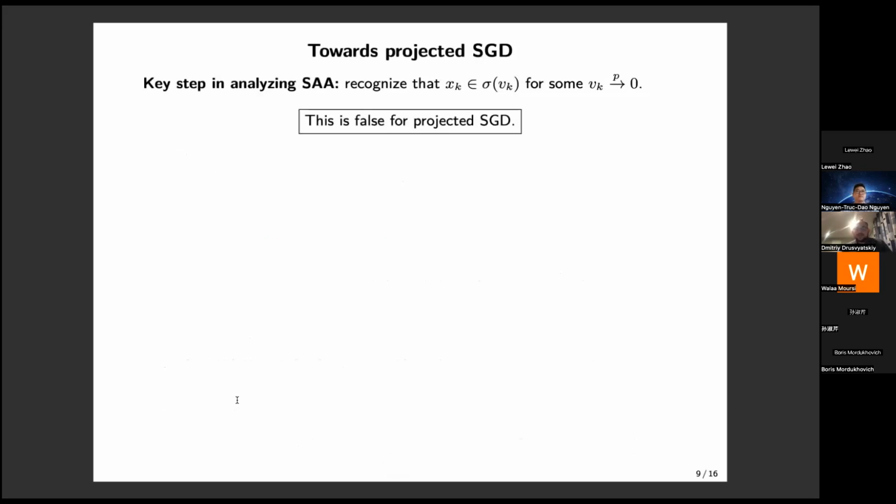So I need to explain now, we're going to talk about the projected stochastic gradient method. Why is it asymptotically normal? Why does it achieve the right covariance?